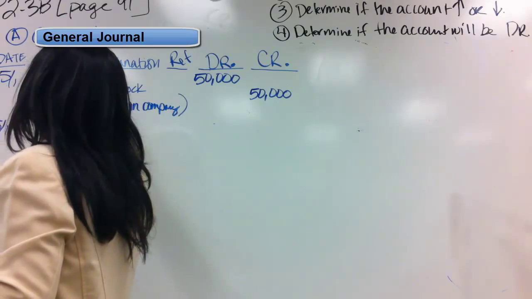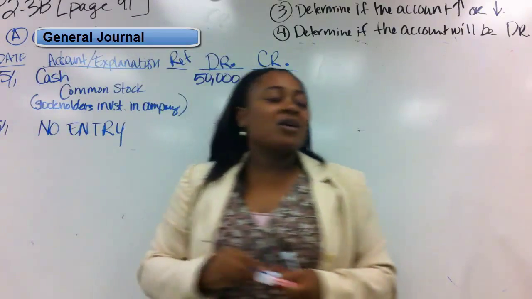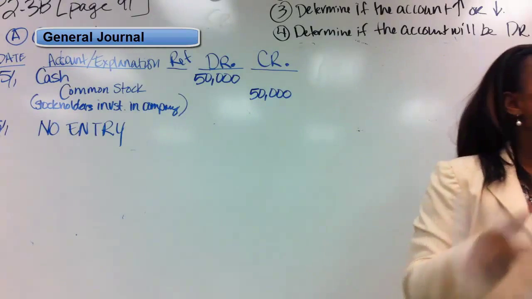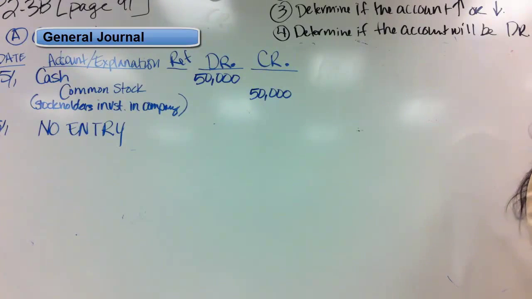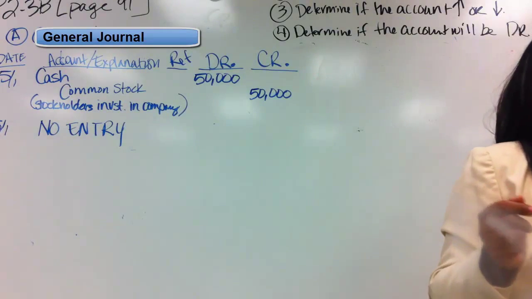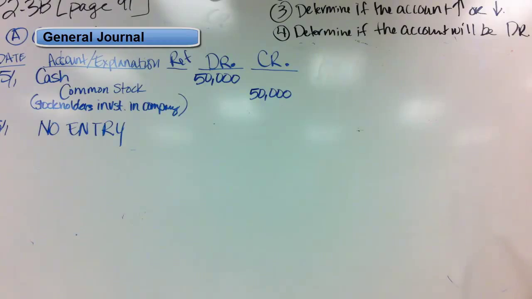We put no entry on the journal? Technically speaking, you would just completely omit it. Right. There's no need to do this. And for this assignment right here, I would say put no entry so that you're clear why you didn't do anything. On Wiley Plus, however, you have to follow the instructions.